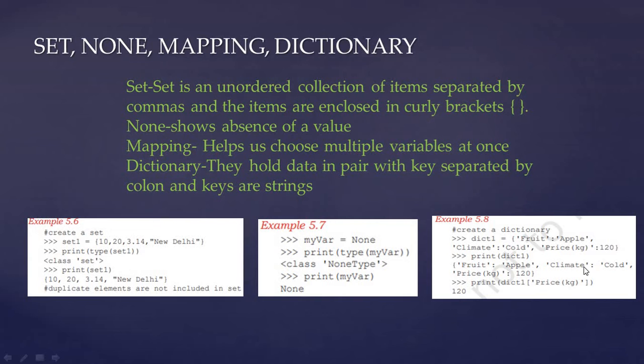So as you can see here, this is the key and this is the value that it stores. Both are separated by a colon and both are under strings. And these are enclosed in curly brackets. Here is an example for none type and here shows us a set.